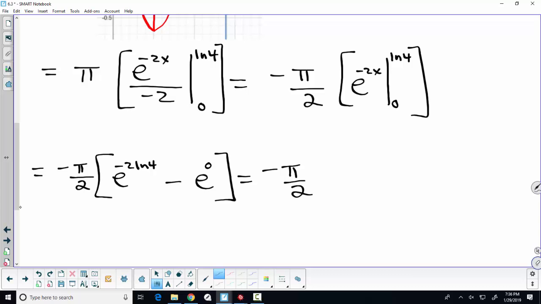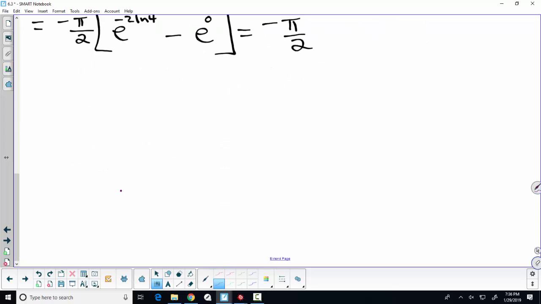You've got to remember properties of logarithms and inverse properties of logarithms and exponents. So e to the negative 2 ln 4, if we just look at negative 2 ln 4, properties of logarithms say that the number multiplying the logarithm can come out front or be the power of this number. And e to the ln of anything is just that thing. So this is 4 to the negative 2, which is 1 over 4 squared, which is 1/16.